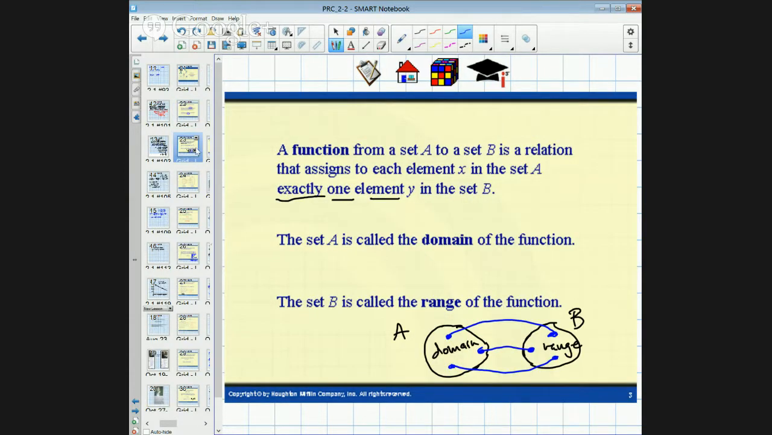Now we're going to get to the special, the function. A function is a special kind of relation.